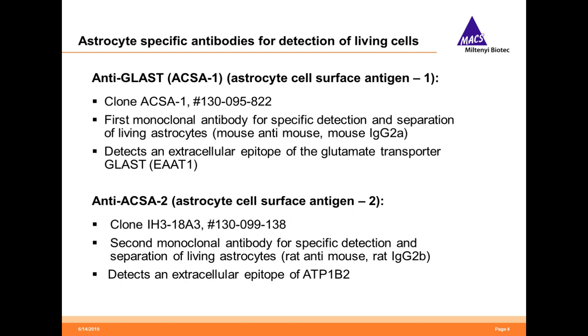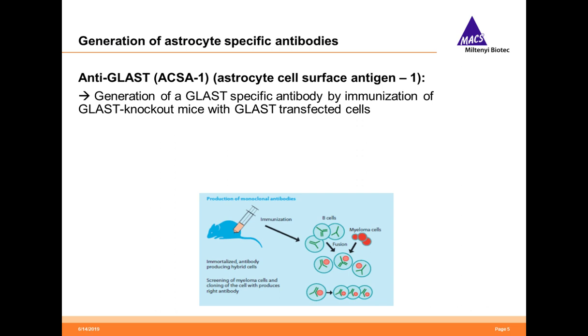The second antibody that was generated was the anti-AXA2 antibody. This antibody was generated in rat and has the isotype rat IgG2b. When the antibody was generated, the official name of the target was not known, and therefore it was called anti-AXA2. But in the meanwhile, we now know that the antibody detects ATP1B2, which is the sodium-potassium transporting ATPase subunit beta-2.